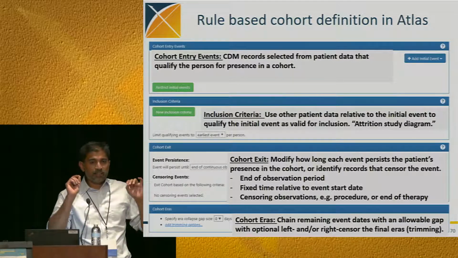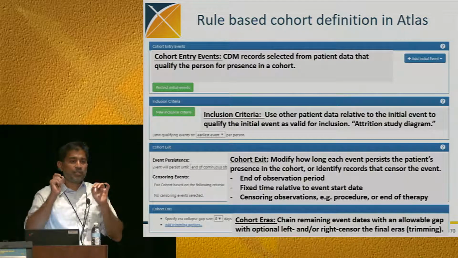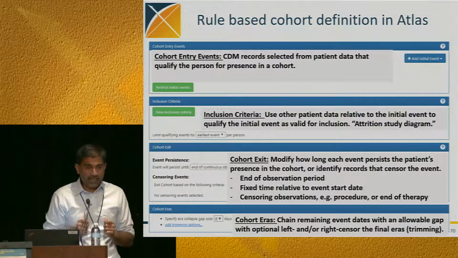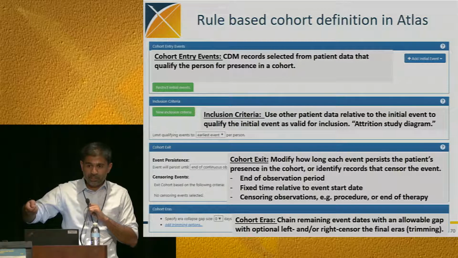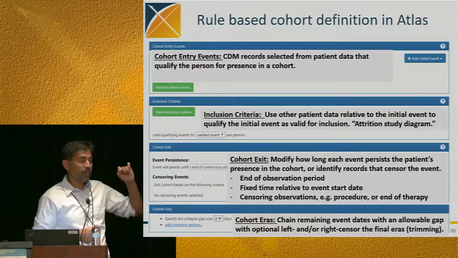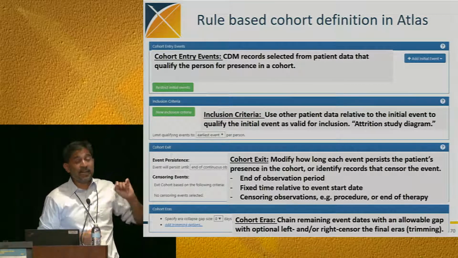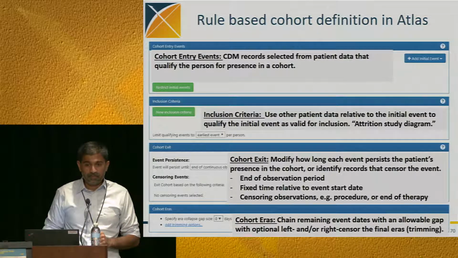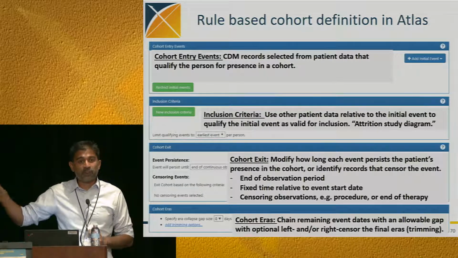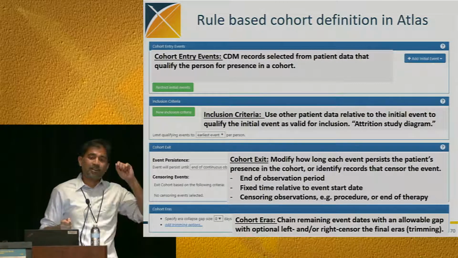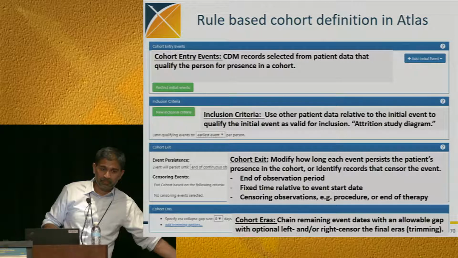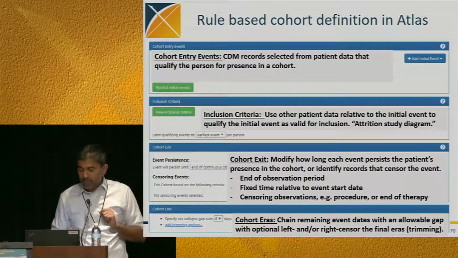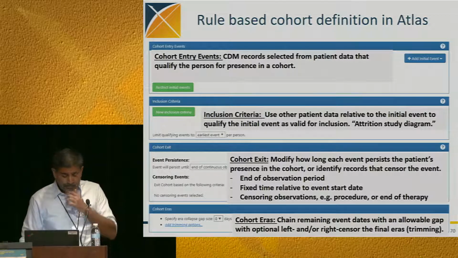And here's another concept. In ATLAS, there is no exclusion criteria. An exclusion criteria is the absence of an inclusion criteria. So in Atlas, you can say presence of 0 occurrences of myocardial infarction. Presence of 0 occurrences of myocardial infarction is like saying not having myocardial infarction. So it's a very logical system for inclusion criteria.